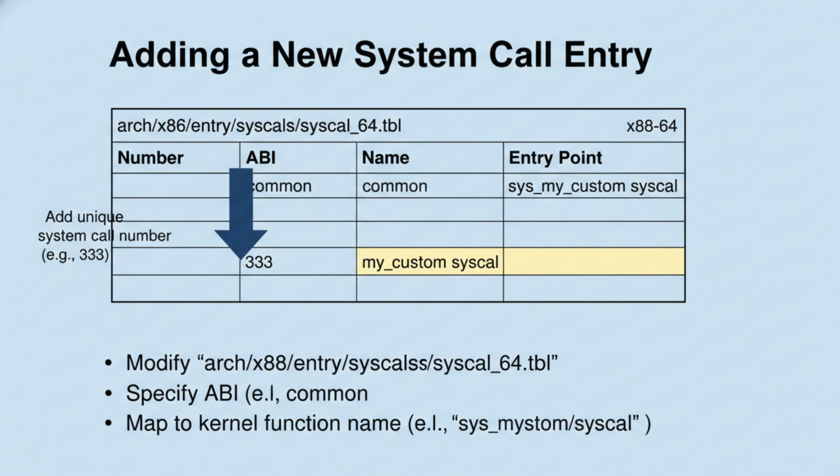The system call number must be unique and within the allocated range. This table is the kernel's dispatcher, translating your user space syscall invocation into the correct kernel function call. Carefully select your system call number to avoid conflicts.